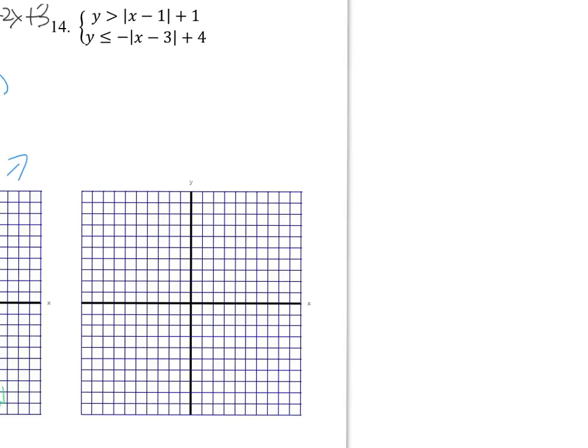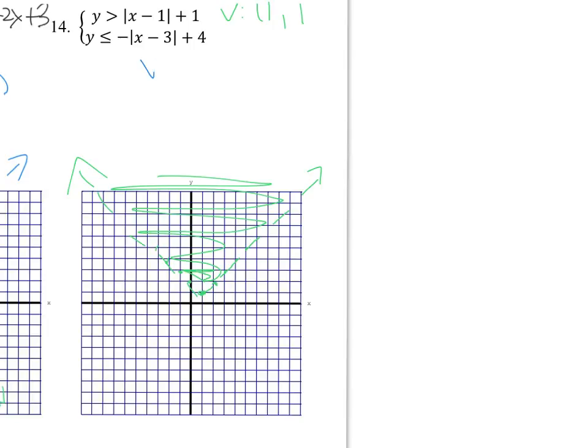My y is already by itself for this first one. My vertex is going to be right 1, up 1. So right 1, up 1. And again, if I plug this into my calculator, I'll get these other points in my table. If you're unsure how to get the table, I'm sure someone around you knows how to do it, so you should be asking. And it's dotted. And it's greater than, so I'm going to shade above.